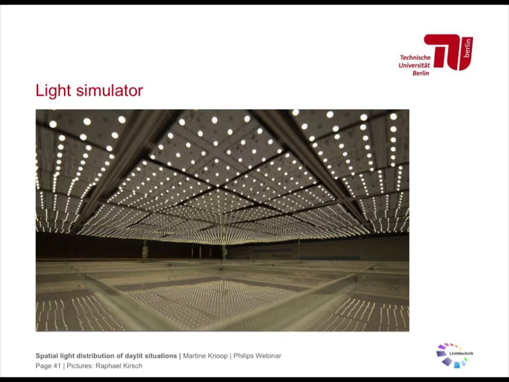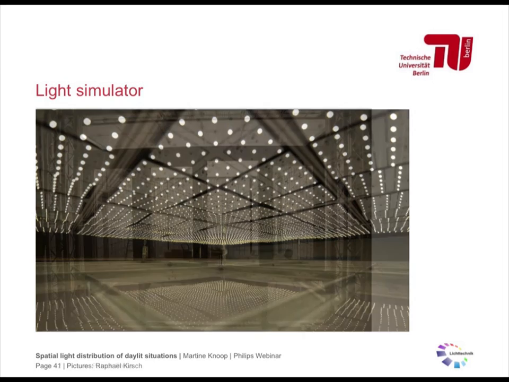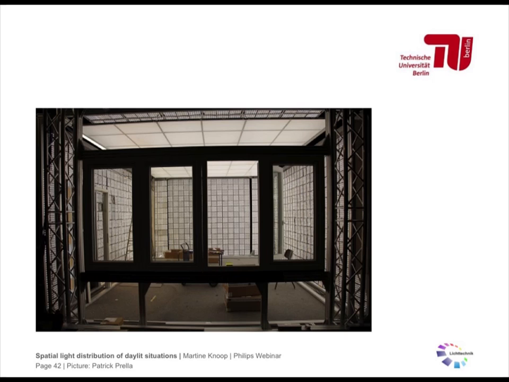So these are the LED panels. These panels are about 20 by 20 centimeters big and can each be separately dimmed. This allows us to generate any desired luminance distribution on the room surfaces. I have another picture that might give you an even better impression of the room.